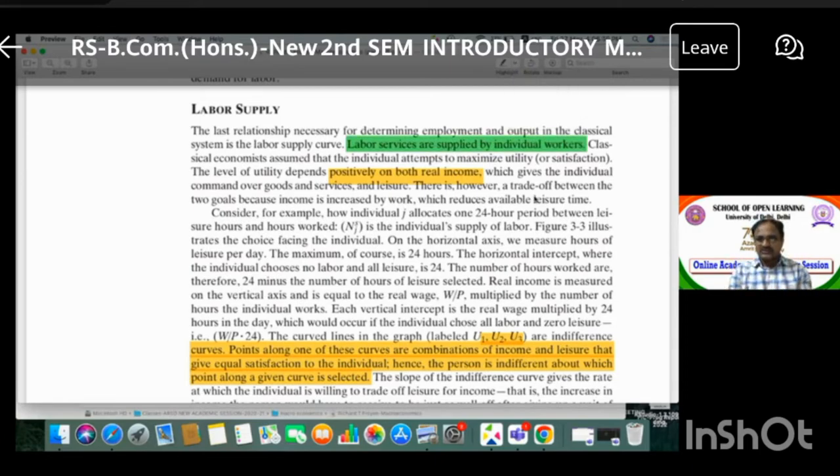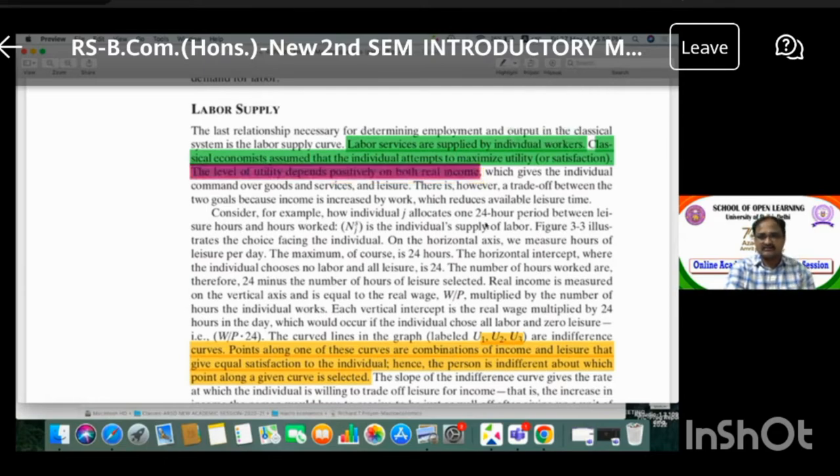Suppose you are the labor, I am one laborer, another one is also a laborer, because you have provided the services, right? Like that. So in classical economics, it is assumed that individuals attempt to maximize satisfaction. The classical economists stress that individual laborers maximize their utilities or satisfaction, which depends upon their real income.